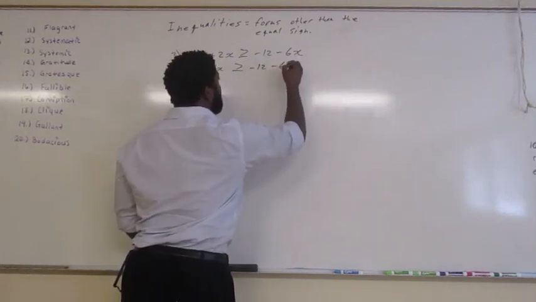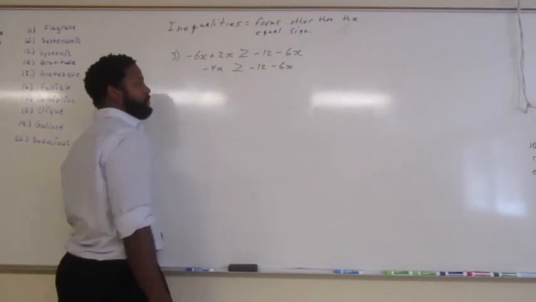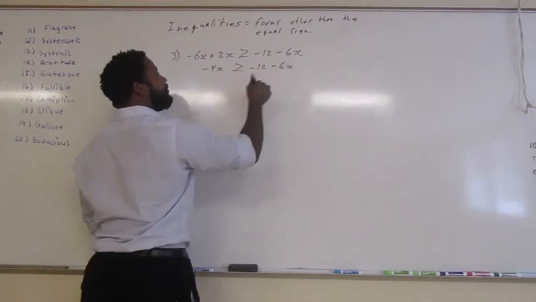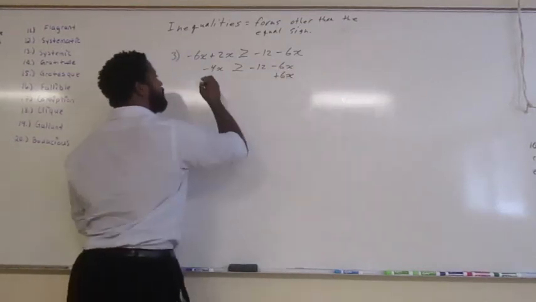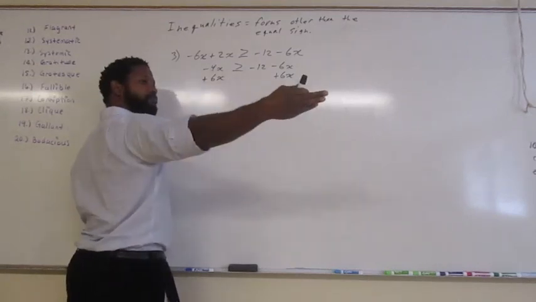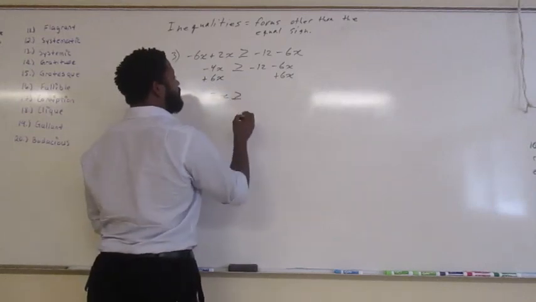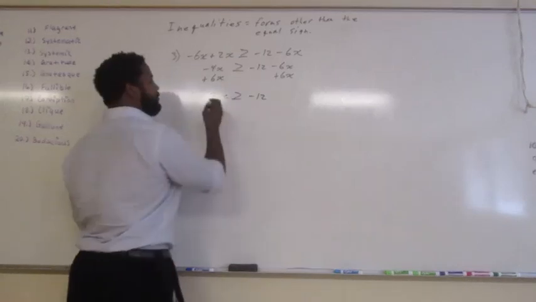And then you put, is this greater than or equal to negative 12 minus 6x. And then take the x and put it to the side. How are we going to get this negative 6x to a positive 6x, and bring it to the other side to negative 4x, and then you just go from there, which is going to be a 2x, which is greater than or equal to negative 12.